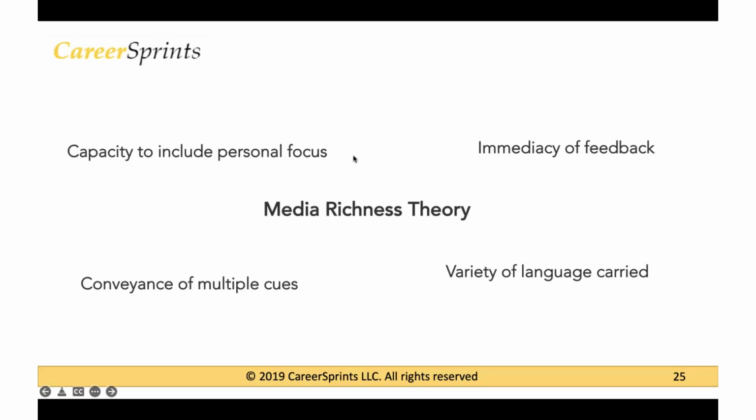So the media richness theory basically states that your capacity to include personal focus, the speed or the immediacy with which you receive feedback, the conveyance of multiple cues, and a variety of language carried, these are all impactful when it comes to rich communication. So rich communication would generally be more effective communication.